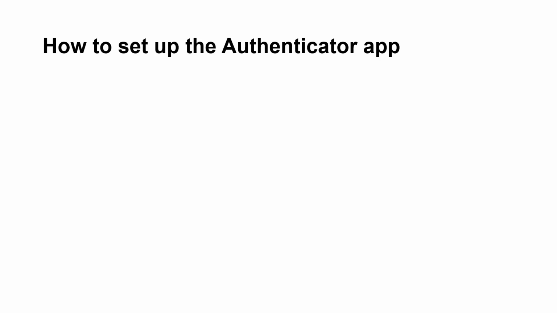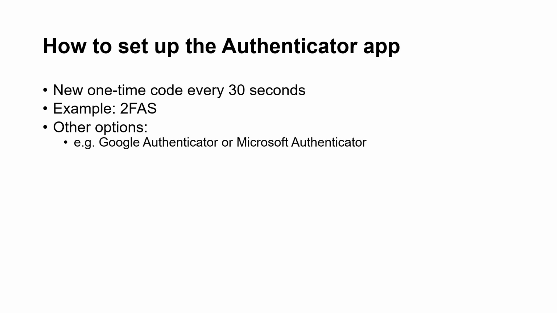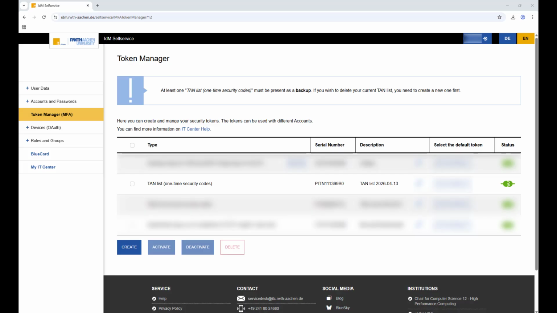Let's now proceed with setting up the Authenticator app. The Authenticator app generates a new one-time code every 30 seconds. As an example, we'll show you how to set up the 2FAS Authenticator app. You can also use a different app, such as Google Authenticator or Microsoft Authenticator. Download an Authenticator app and install it. Now go back to the Token Manager.